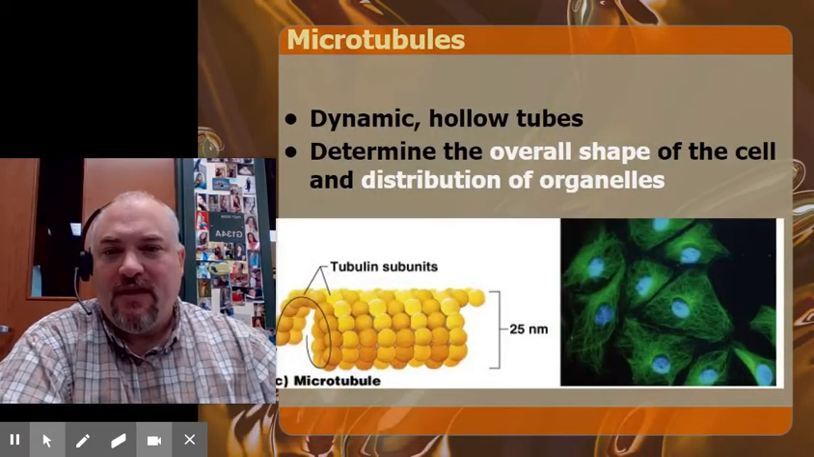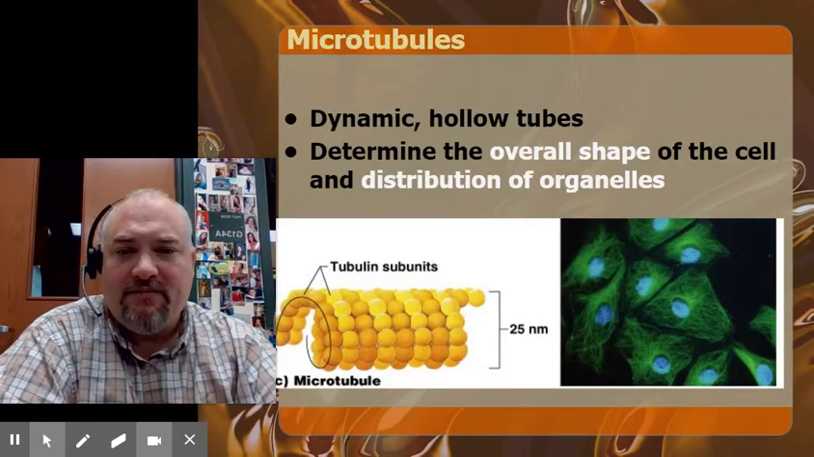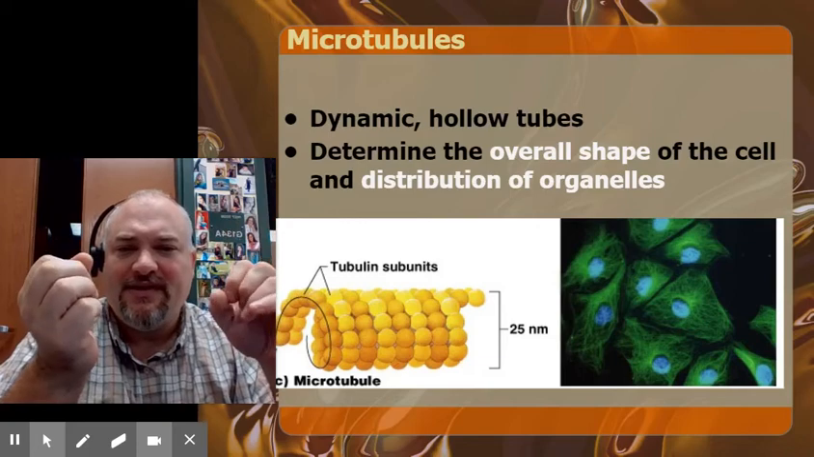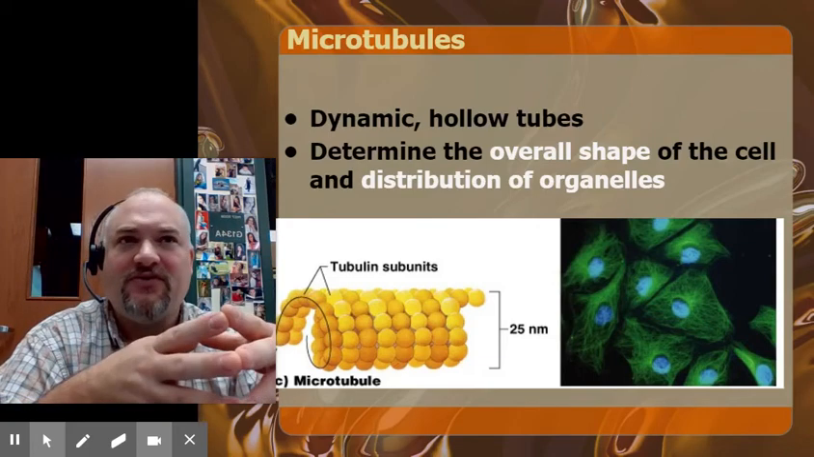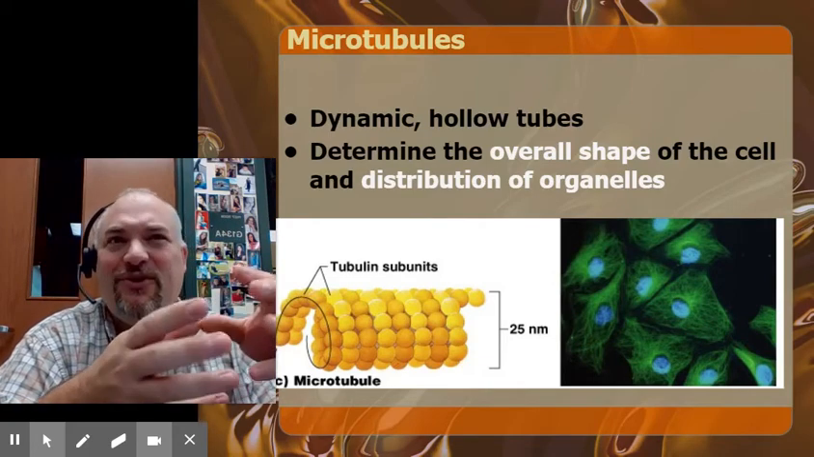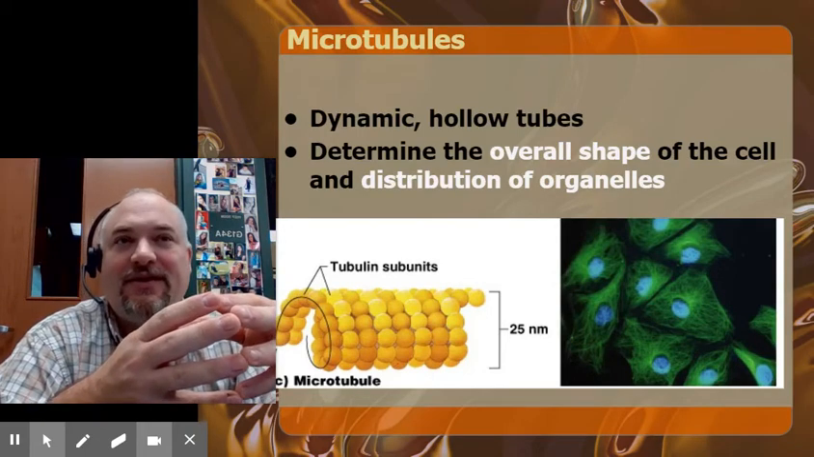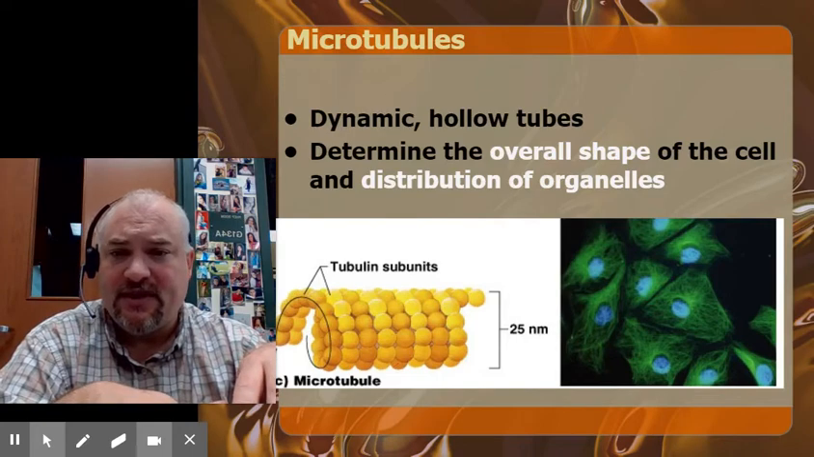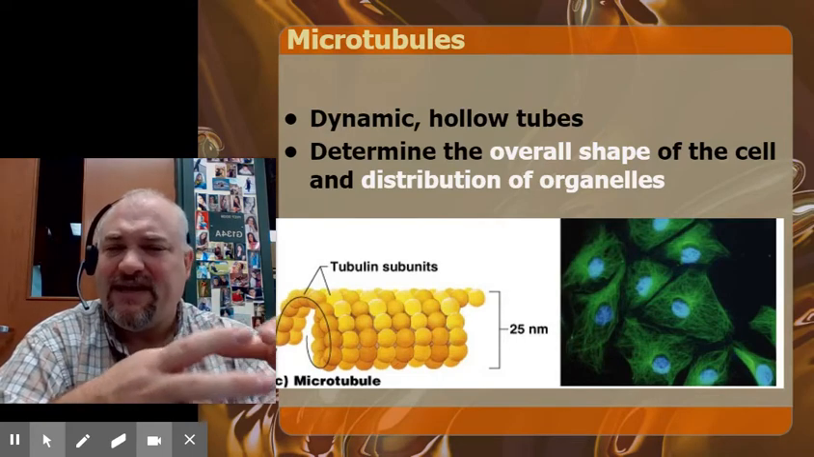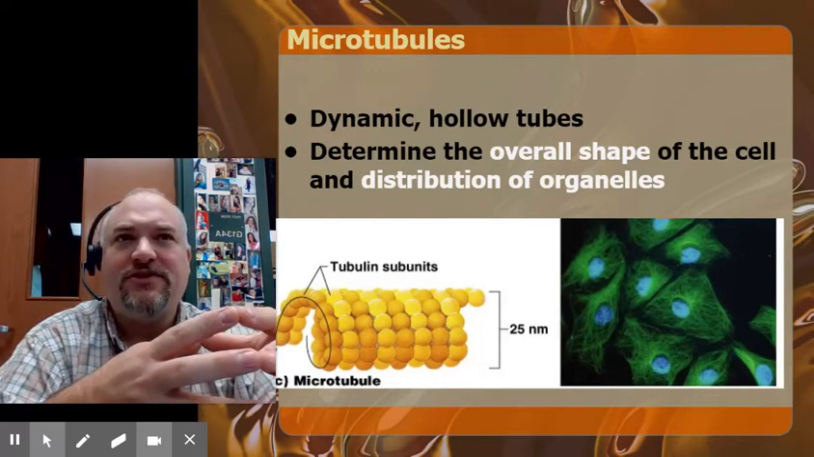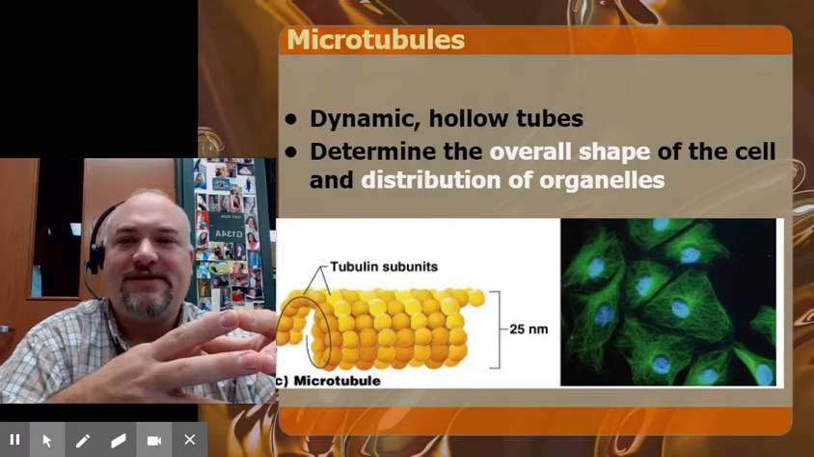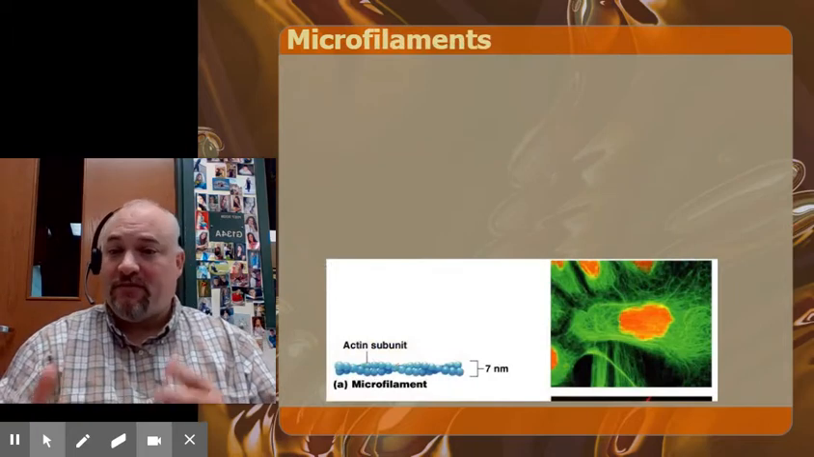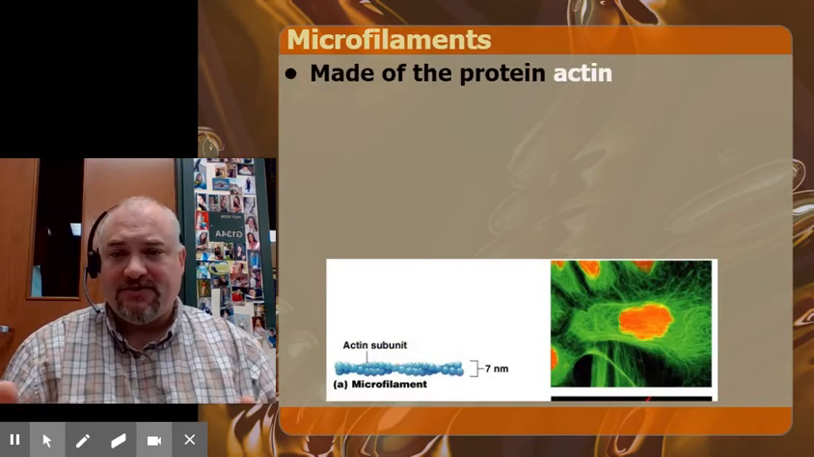So microtubules, we'll start with those. They're hollow tubes, and they determine the overall shape of the cell and the distribution of the organelles. So it gives the organelles something to hang on to so they stay roughly in place. They're not just floating around willy-nilly and drifting all the time. They can move along it up to a certain extent, but it keeps them relatively in place. So this is the one that's most like a static skeleton of any of them.